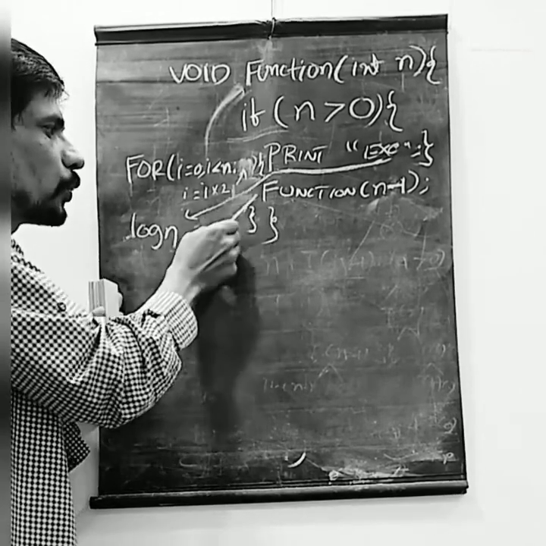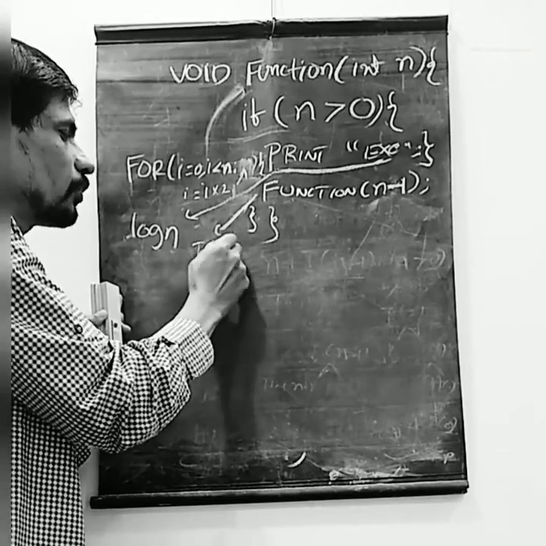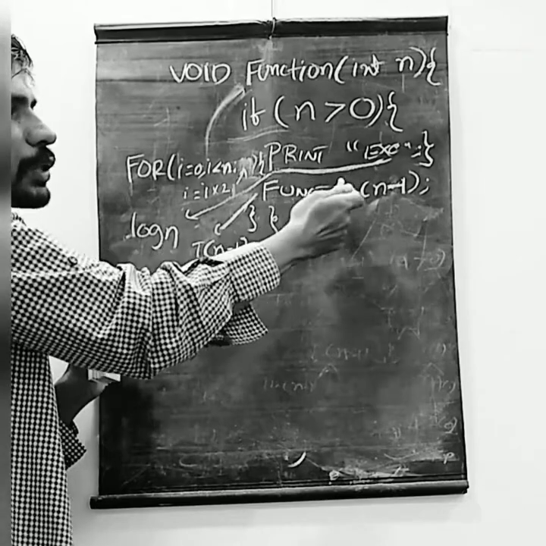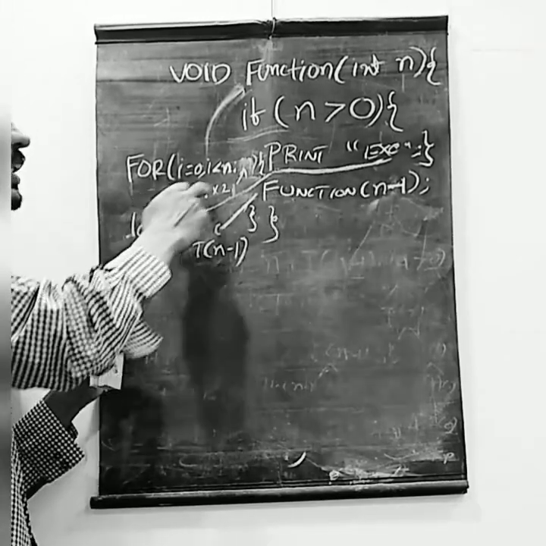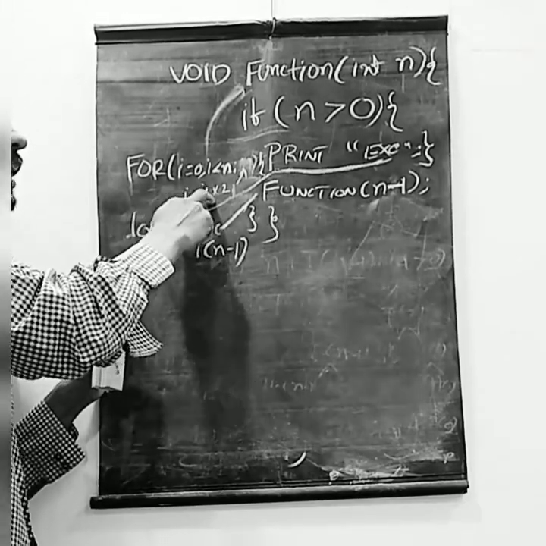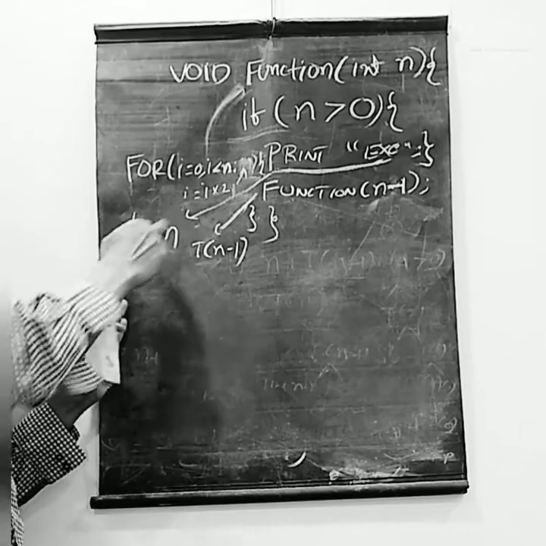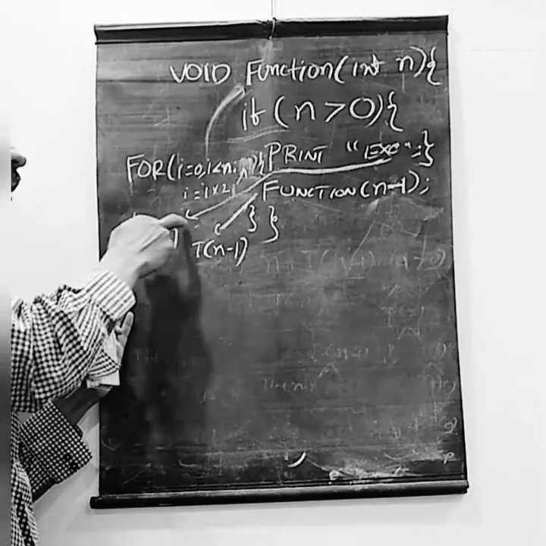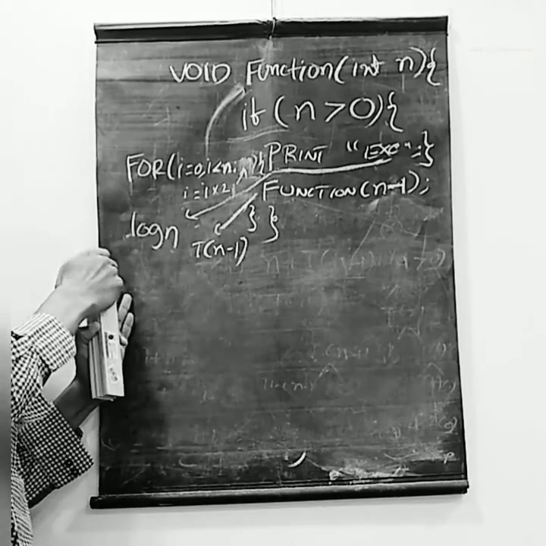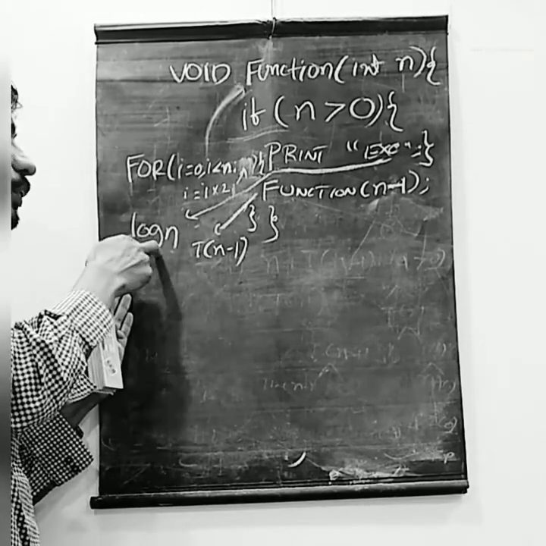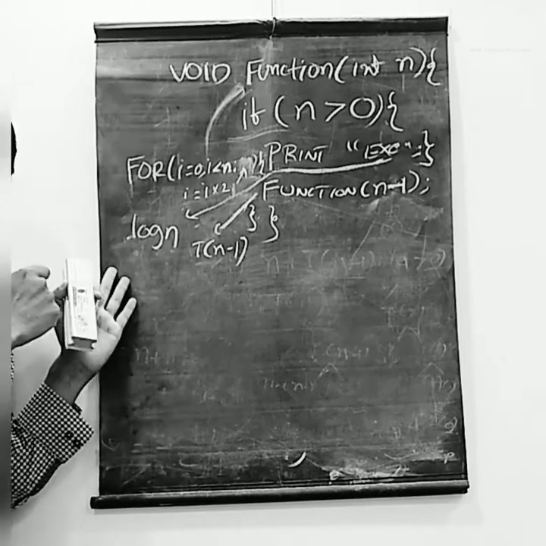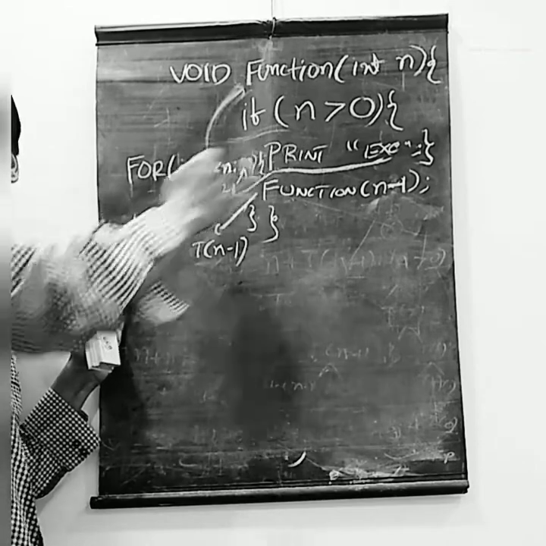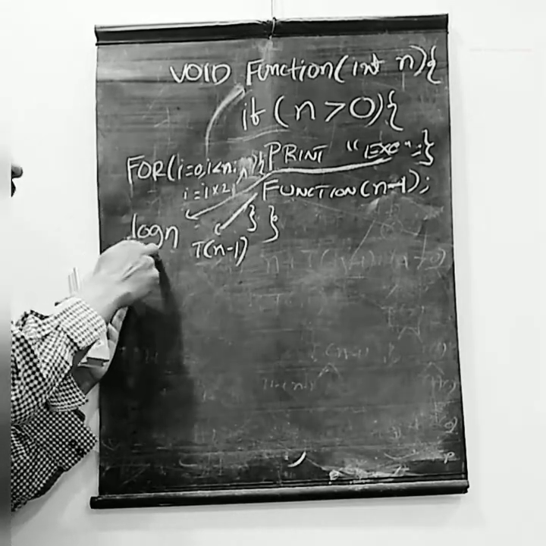So again, we know this is the same as t of n minus 1, because there is no change. The only change is because of this i equals i times 2. Previously, when i was i plus plus, it required n. Now it requires log n. The complexity of this for loop statement now requires log n times.